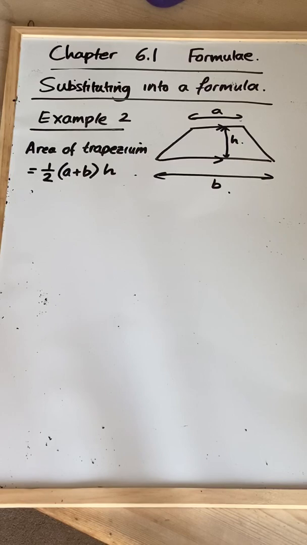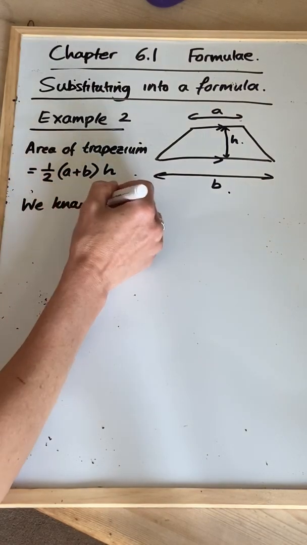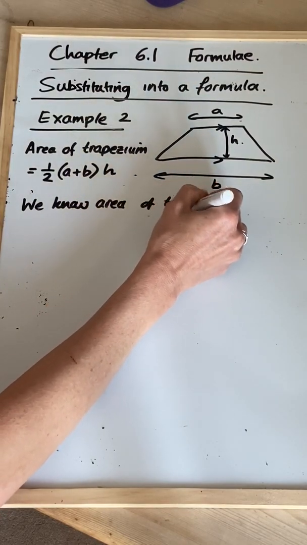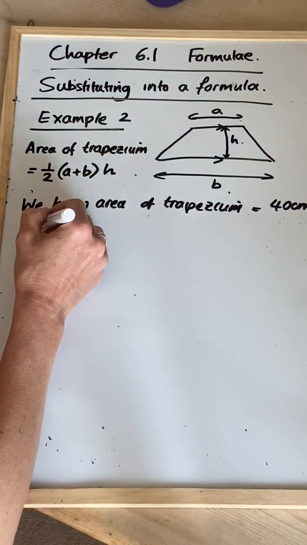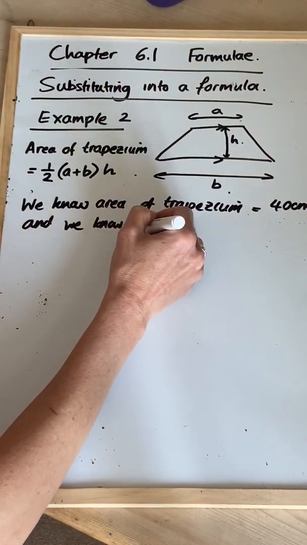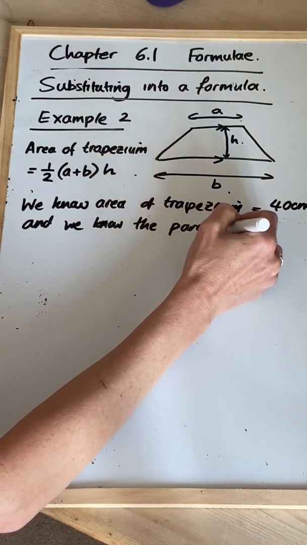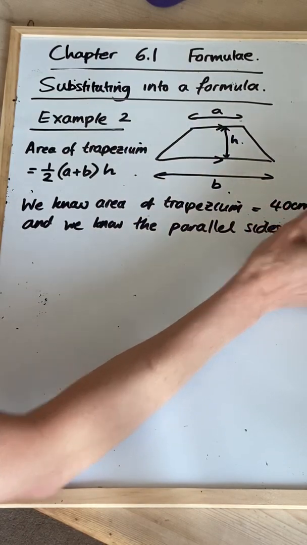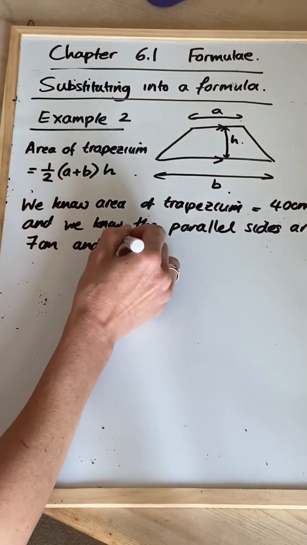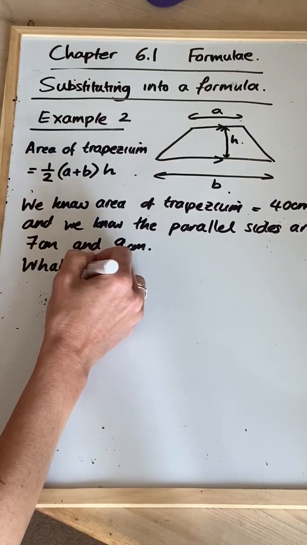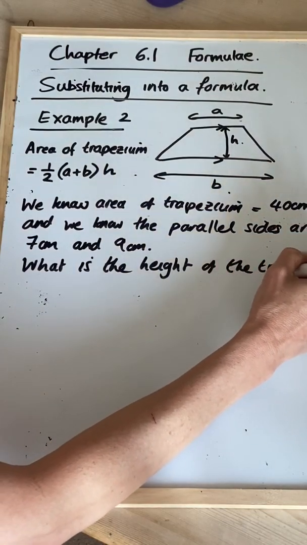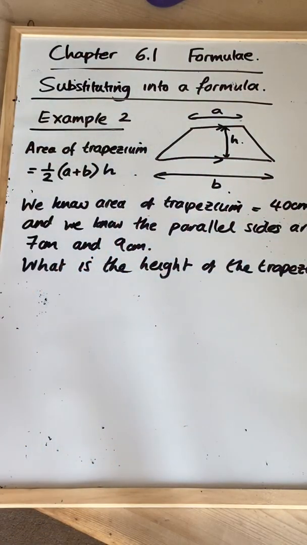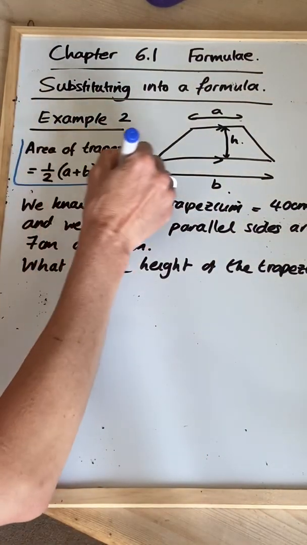Now, I am going to tell you that we know the area of a trapezium is equal to 40 centimetres squared. And we know the parallel sides are 7 centimetres and 9 centimetres. What we want to know is what is the height of the trapezium. So we're going to use the formula that we know for the area of a trapezium, and we're going to substitute into it. So there's our formula.